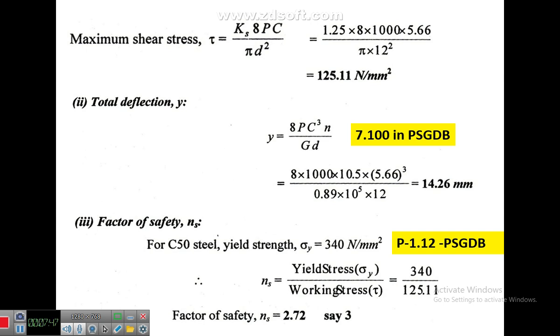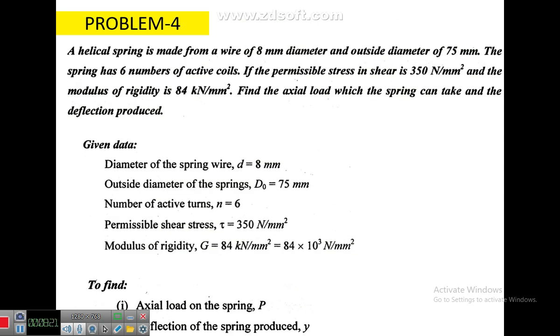Then coming to the last question, factor of safety. We know factor of safety is yield stress divided by working stress. So we are going to assume some value for the yield strength. We consider it to be a C50 steel, and for that the yield strength is sigma y equal to 340 Newton per millimeter square. That is available in page number 1.12 in the data book. So substitute in that, the only unknown is n, that is factor of safety. You got it as 2.72. Make it a round value, 3. So that's all.